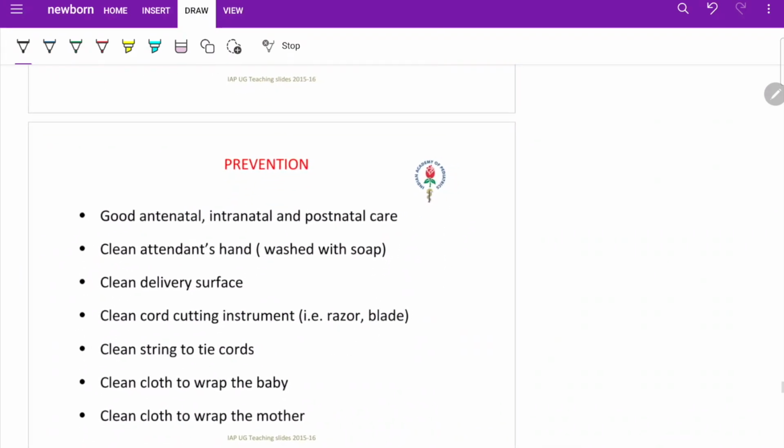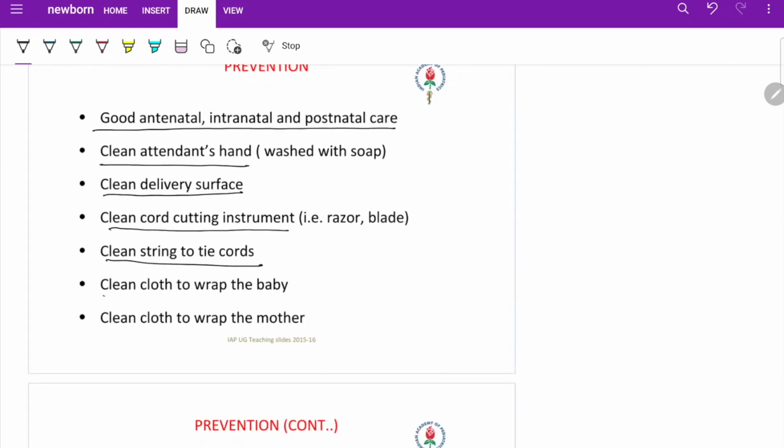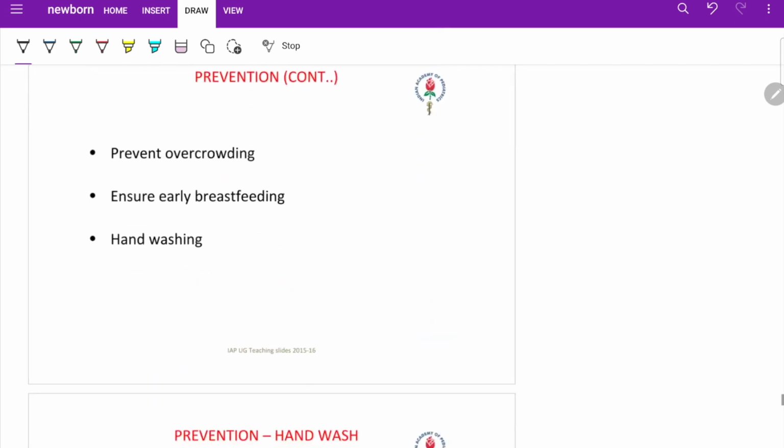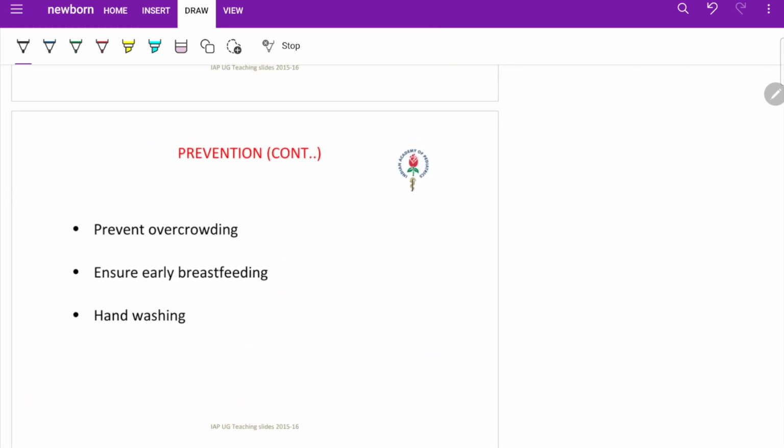What are the preventive measures? Good antenatal, intranatal and postnatal care. Clean attendant and clean delivery surface, clean cord cutting instrument, clean string to tie the cord, clean clothes to wrap the baby, and clean clothes to wrap the mother. Prevent overcrowding, ensure early breastfeeding and hand washing.